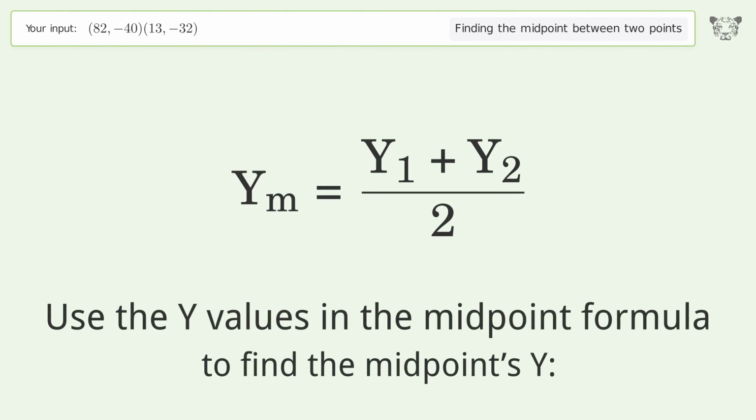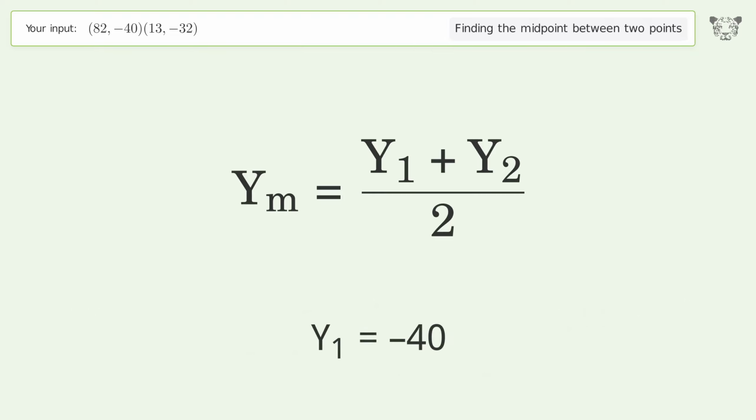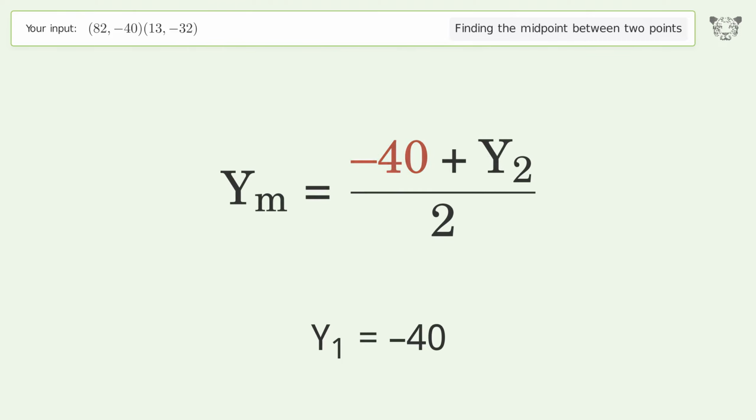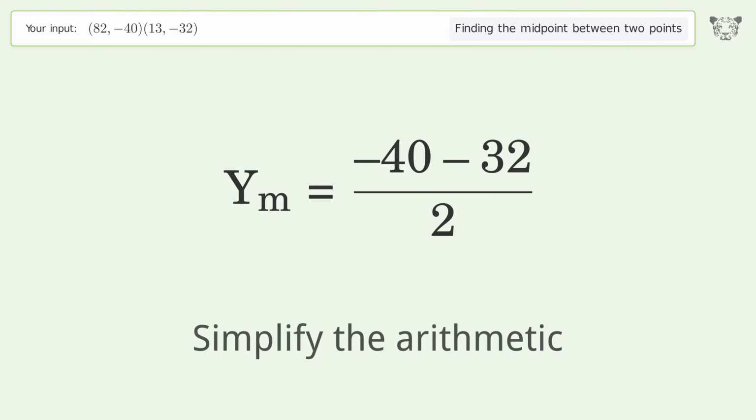Use the y values in the midpoint formula to find the midpoint's y. y1 equals negative 40. y2 equals negative 32. Simplify the arithmetic.